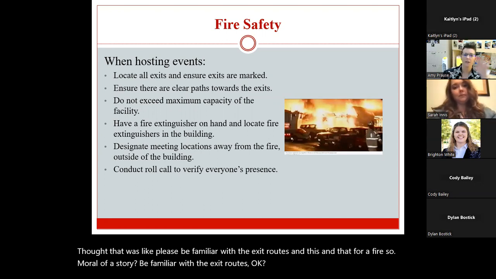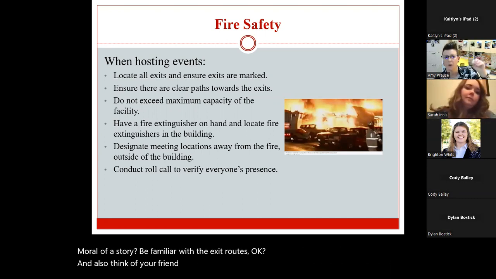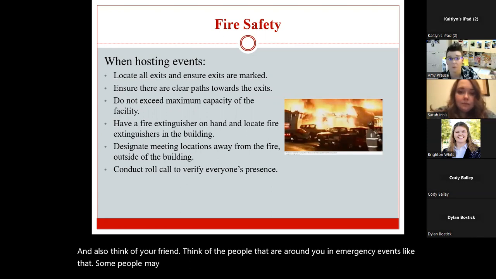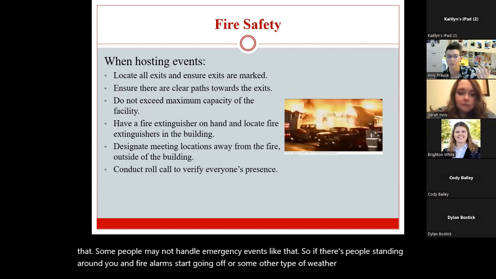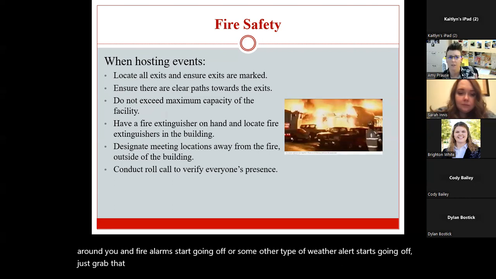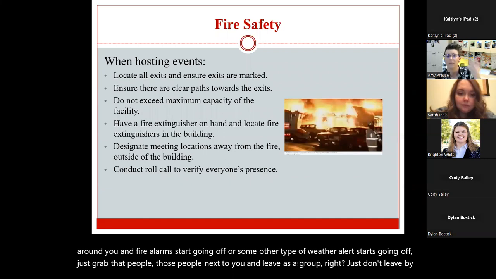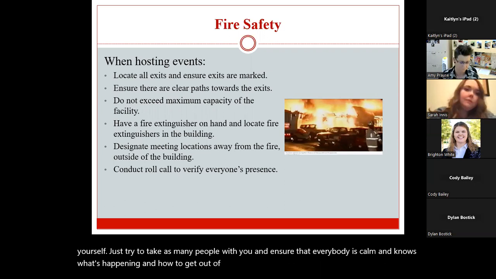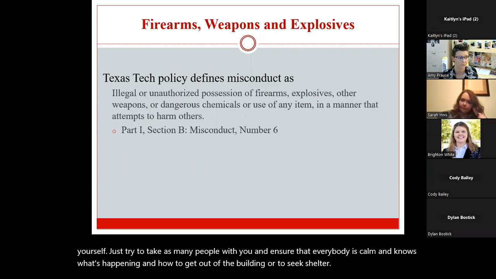And also think of your friends, think of the people around you in emergency events like that. Some people may not handle emergency events like that well. So if there's people standing around you and fire alarms start going off or some other type of weather alert starts going off, just grab those people next to you and leave as a group, right? Just don't leave by yourself. Try to take as many people with you and ensure that everybody is calm and knows what's happening and how to get out of the building or to seek shelter. Okay.